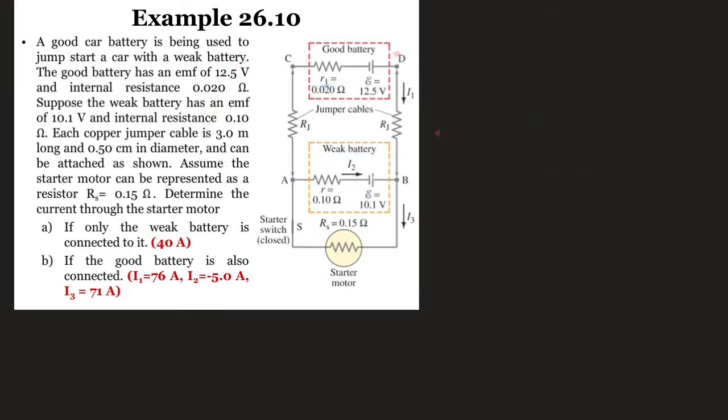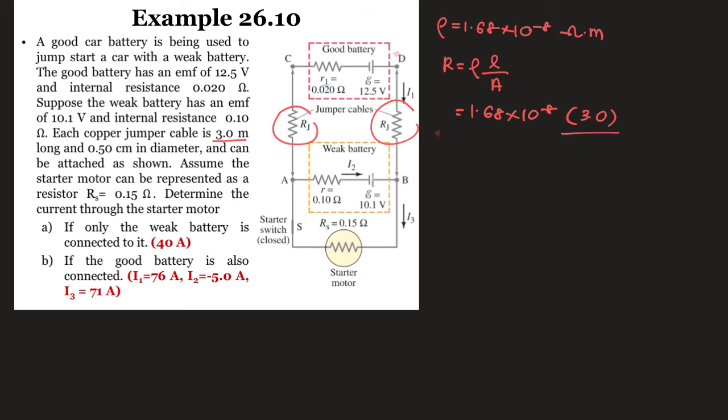Before we start using Kirchhoff's law, we need to first find the resistor values here and here, the resistance of the jumper. We can refer to the table. The resistivity for copper is going to be 1.68 times 10 to the power of negative 8 ohm meter. So use the previous formula that we have learned, which is R equals resistivity times length over area. So you are going to get 1.68 times 10 to the power of negative 8. The length is going to be 3 meter.